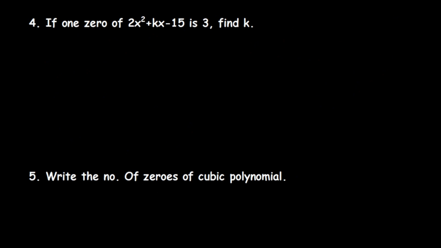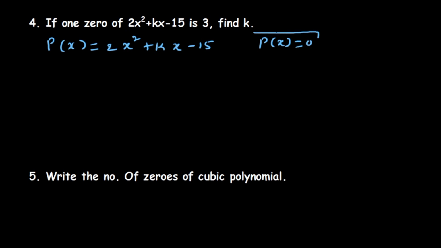The next question: if 3 is a zero of p of x equal to 2x square plus kx minus 15, then find the value of k. So generally, zero of a polynomial means, if I take p of x equal to 2x square plus kx minus 15, right? Now generally zero of a polynomial means p of x is equal to 0. So this is the condition.